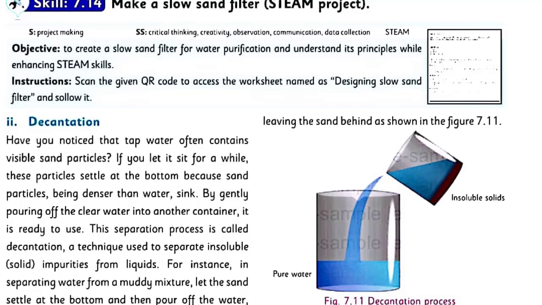If you let it sit for a while, these particles settle at the bottom because sand particles, being denser than water, sink. By gently pouring off the clear water into another container, it is ready to use. This separation process is called decantation, a technique used to separate insoluble impurities from liquids. For instance, in separating water from a muddy mixture, let the sand settle at the bottom and then pour off the water, leaving the sand behind as shown in the figure 7.11.